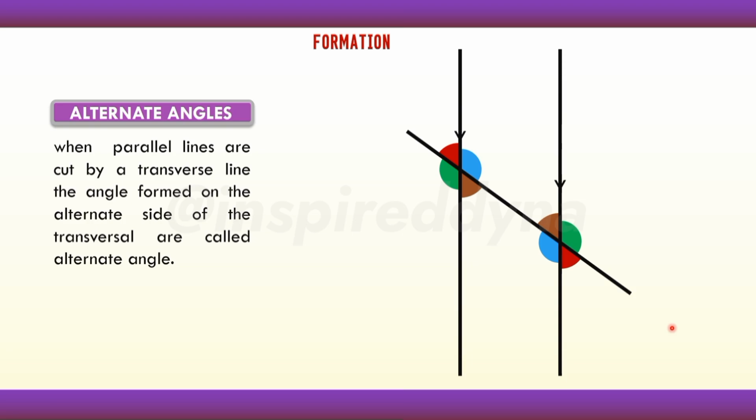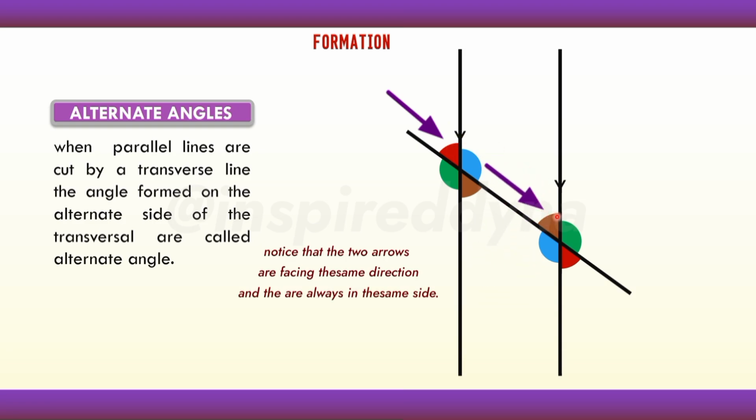For instance, if you are talking about corresponding angle, this green here will be the same thing as this blue here, corresponding angle. This red here, this wine here, will be the same thing as this brown here, corresponding angle. This blue here will be the same thing as this green here, corresponding angle. And this brown here will be the same thing as this red over here, corresponding angle. The same thing with this green over here, it will be the same thing as this blue over here, corresponding angle.